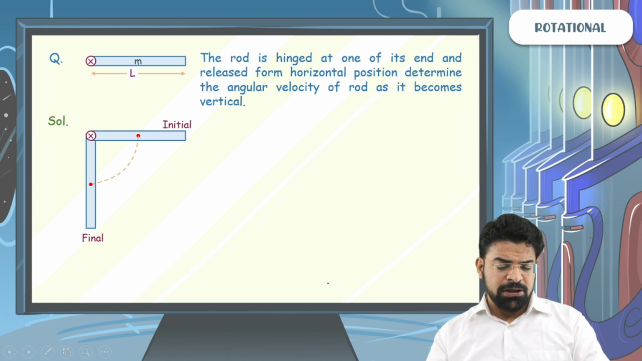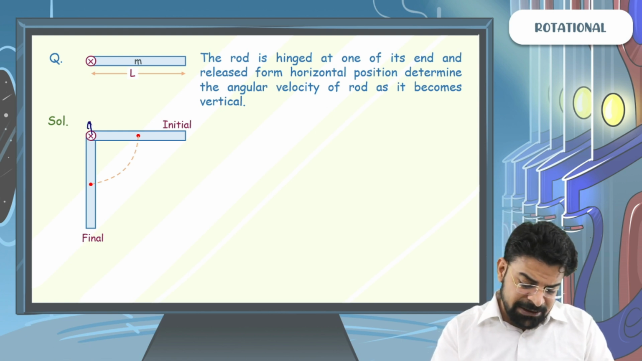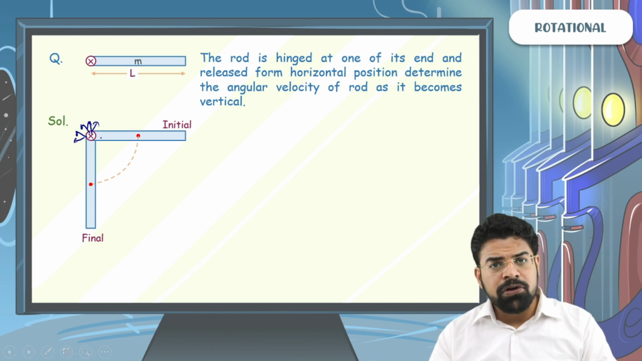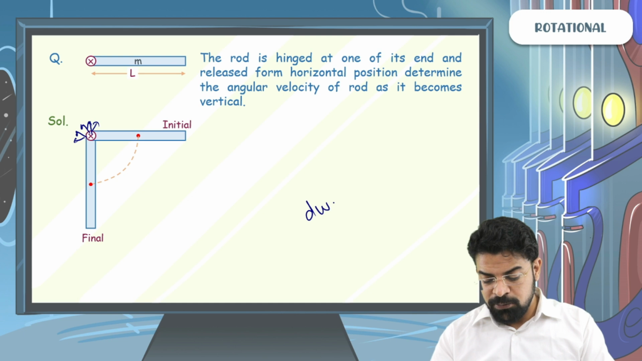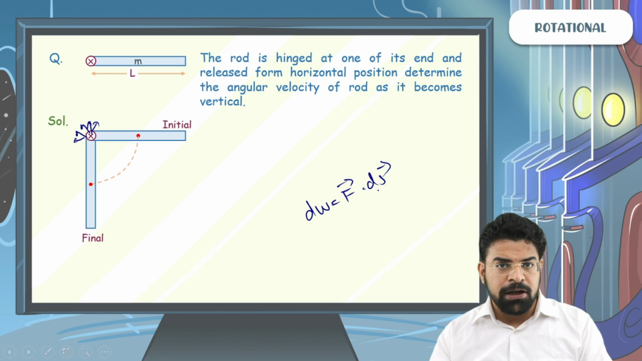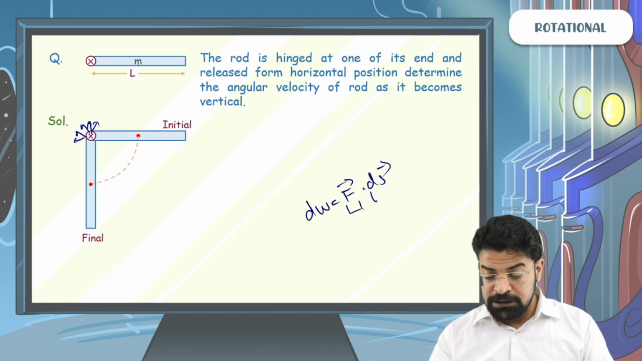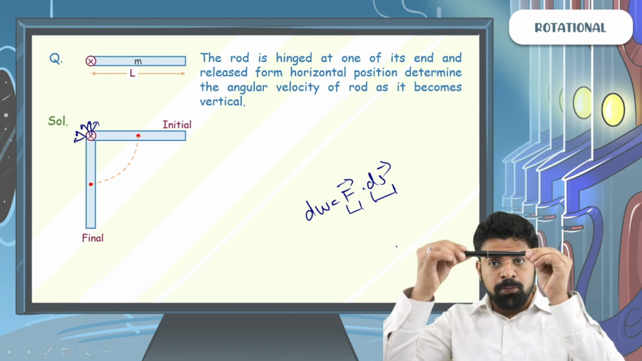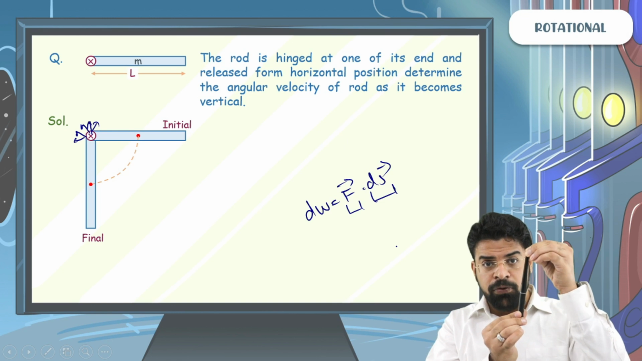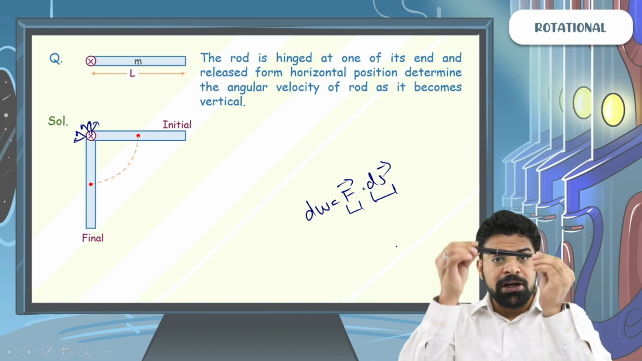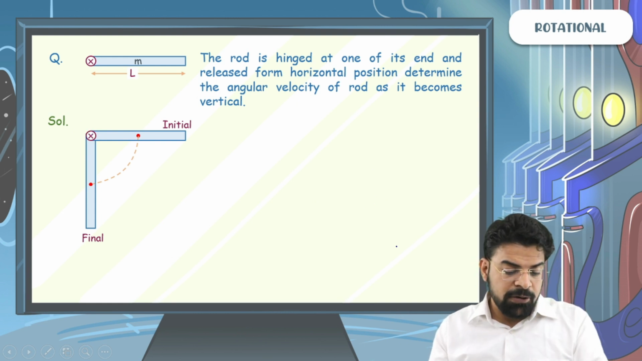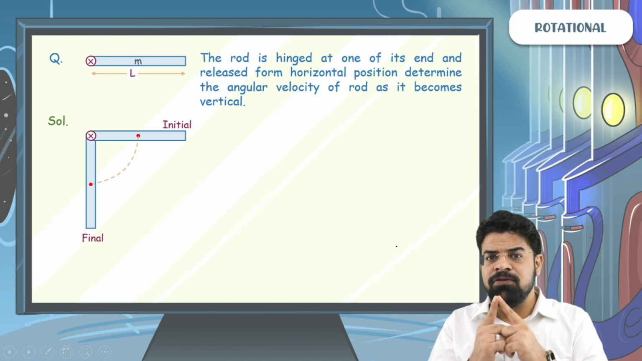Sir, the hinge also applies some force at each instant. Yes. Then why are you not writing the work done by the hinge? I won't use the work done by the hinge because when I write dW equals F dot ds, what is F? Force. What is ds? The infinitely small displacement of the point of application of force. As the rod moves, the hinge applies force at the point near the hinge, but that point does not have any displacement. That's why the work done by the hinge force will be zero. So there will be only work done by one force, and that is the force of gravity.